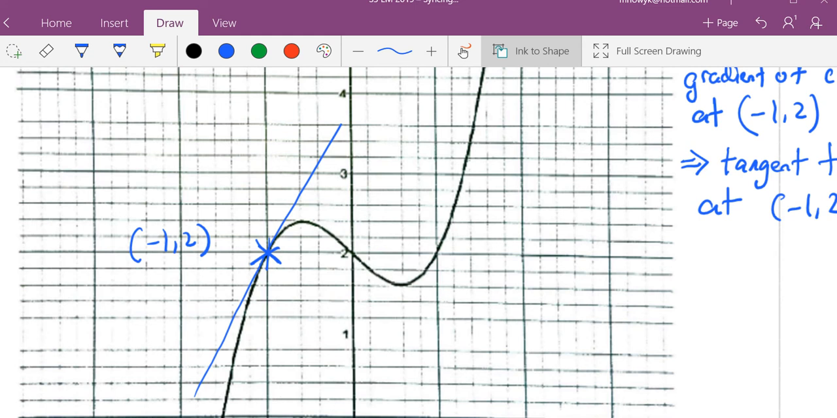Which point do you select? Negative 0.6. 2.8. How do you select? You need to make sure the line cuts one point that is easy to read. Anyone? Can you draw a tangent and see? I saw a point already.